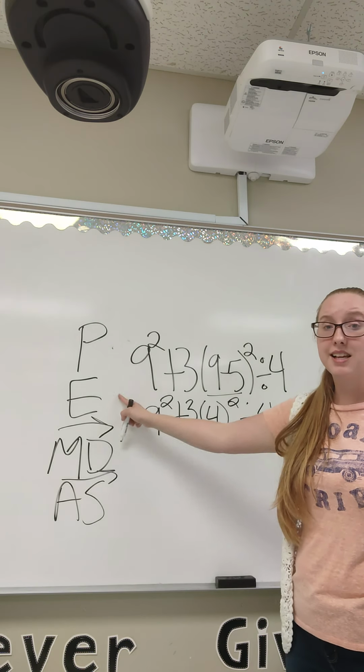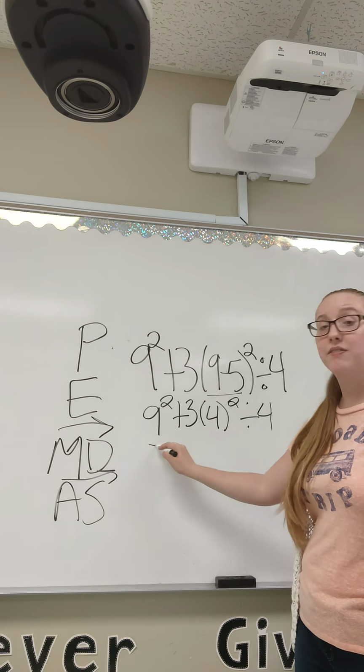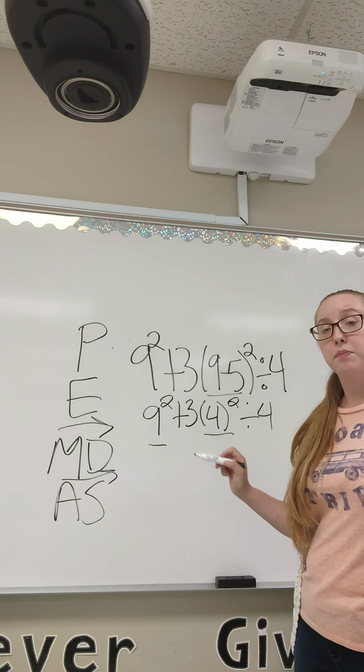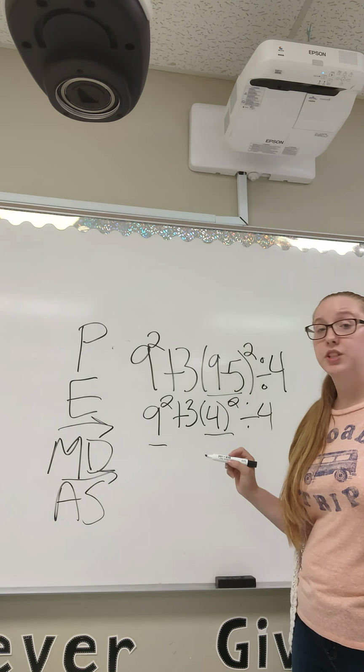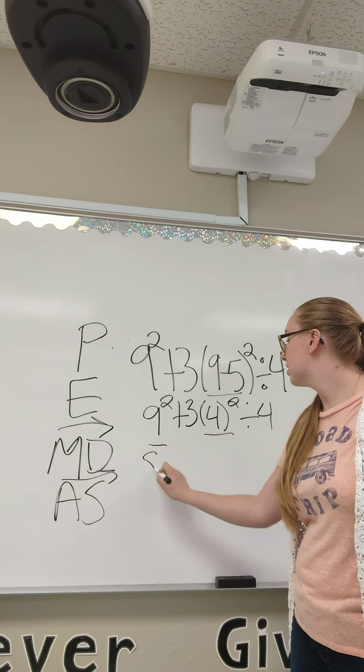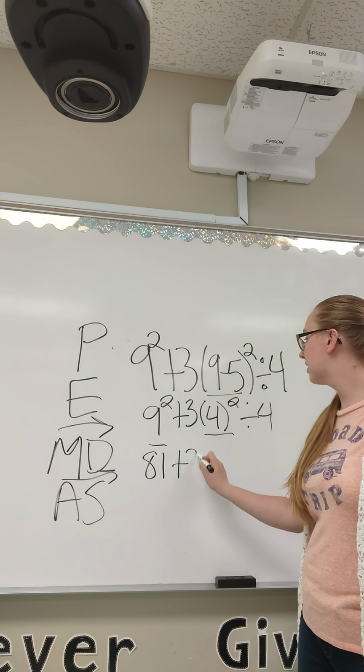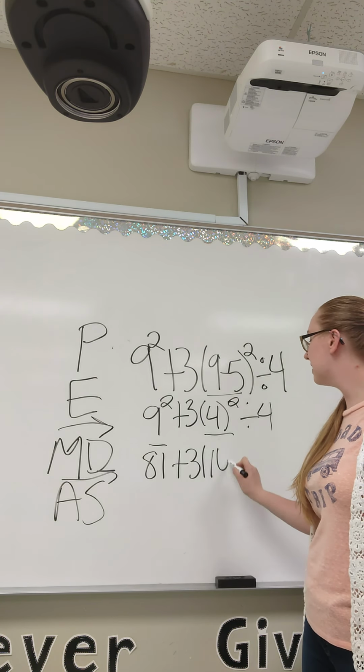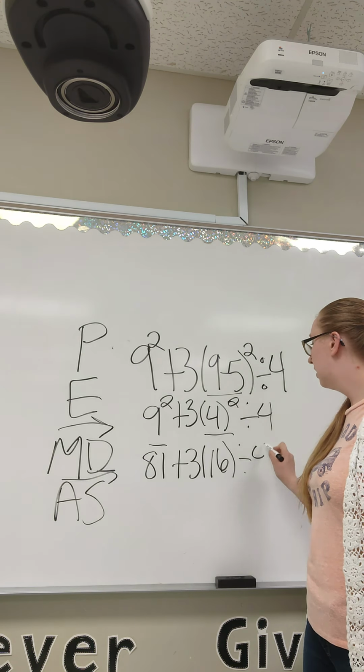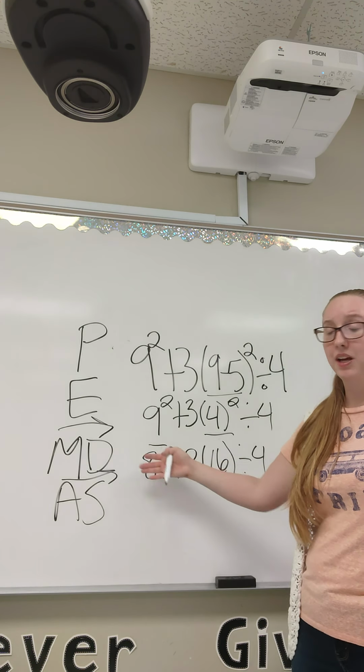Okay. Next is exponents, and we have two exponents. We have 9 to the power of 2 and 4 to the power of 2. 9 to the power of 2 looks like 9 times 9, which is 81, plus 3, and then 4 times 4 is 16. Next is multiplication and division from left to right.